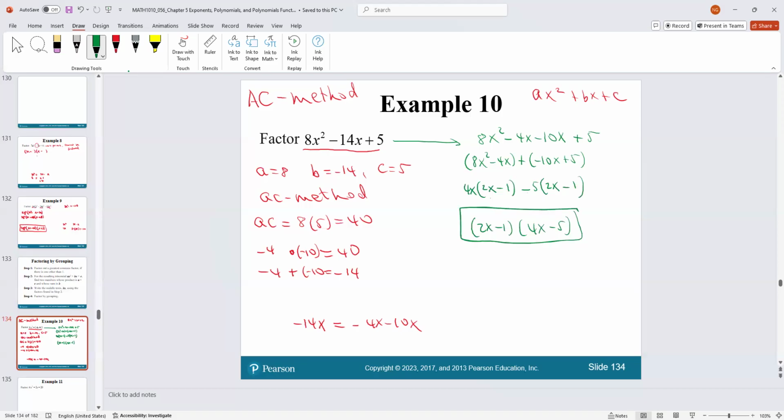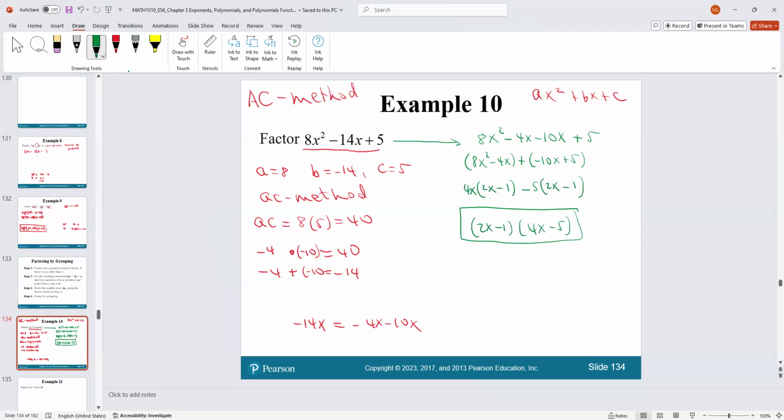Actually, the first thing I did was double check whether there was any common factor, the GCF between 8, 14, and 5. There was nothing. That's why I went that way, and we conclude with this example as is. I hope you enjoy these little examples, because it's beautiful.